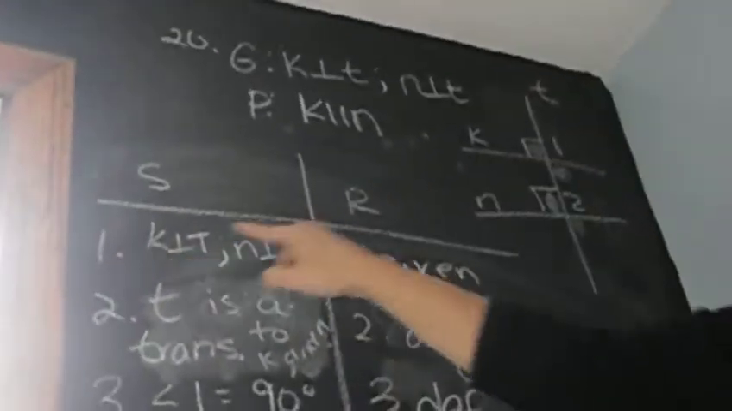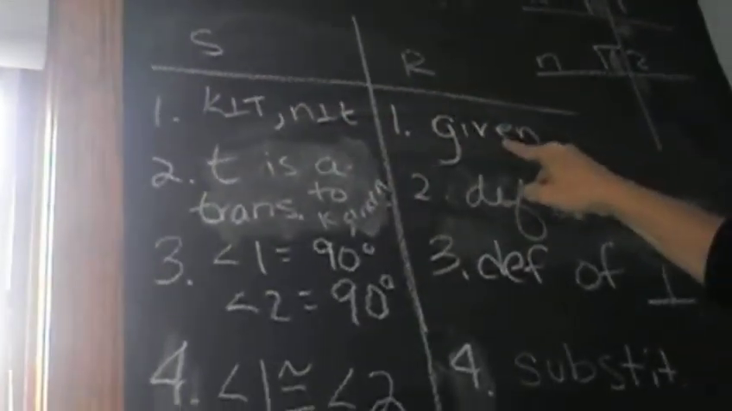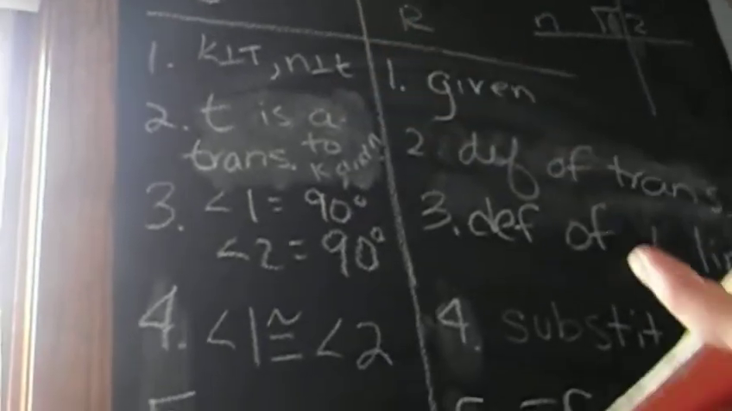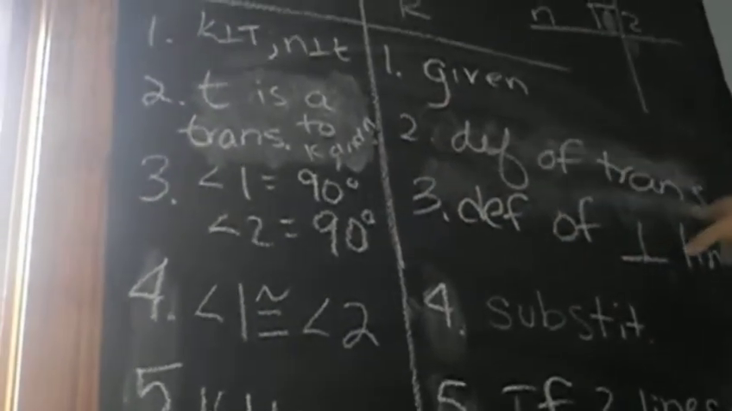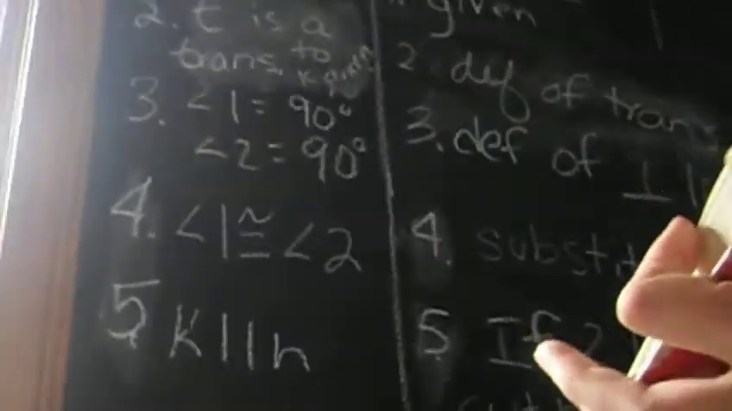K is perpendicular to T, N is perpendicular to T, that's given. Okay, the next step, I had to determine that T was a transversal. T is a transversal to K and N. Definition of a transversal: if a line cuts two other lines, then that's what a transversal is.